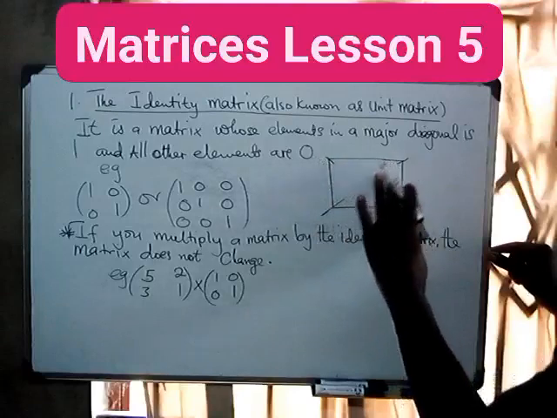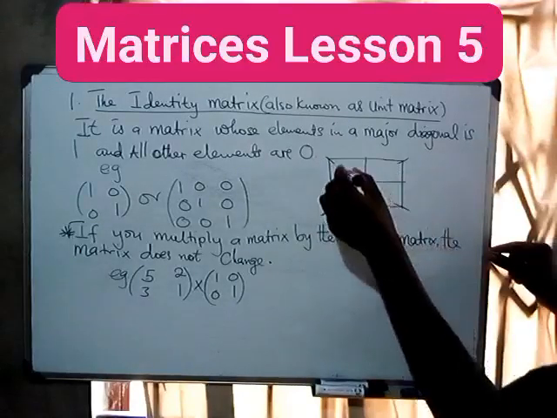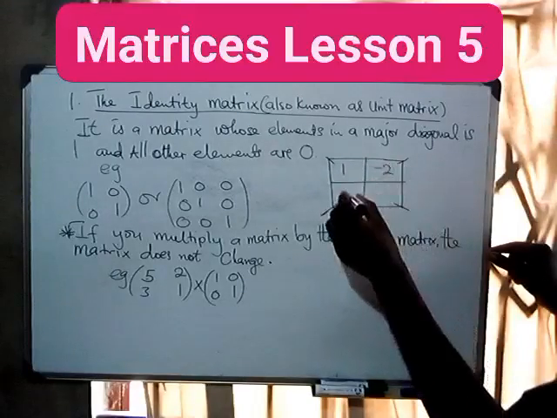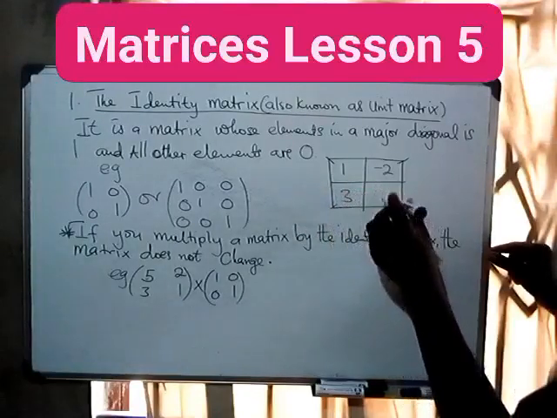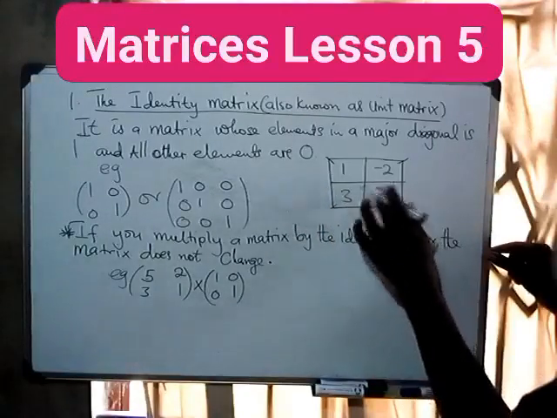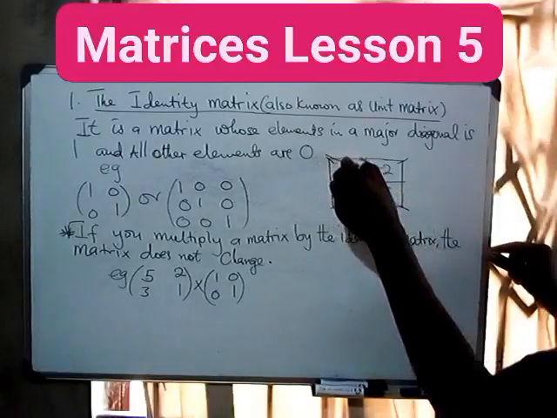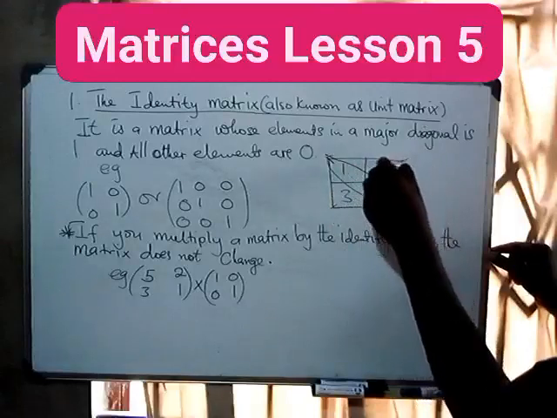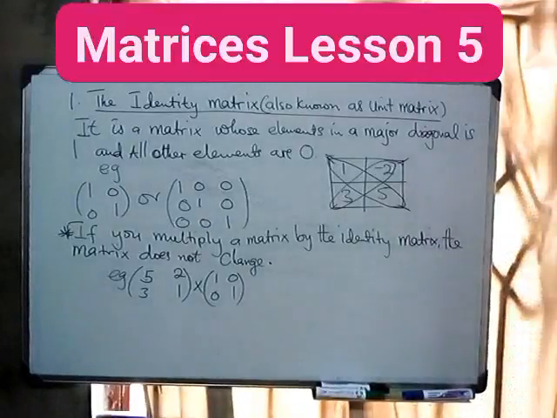Now, if you have a matrix where I put a 2 here, maybe a 3 there, then a 0 there, and maybe a 5 there, this means that this is the major diagonal, and these elements are known as the minor diagonal.